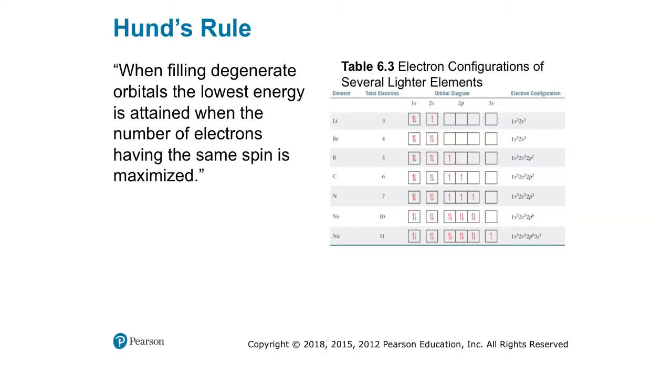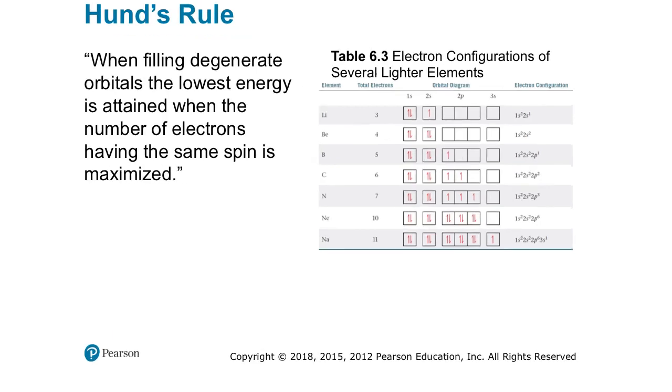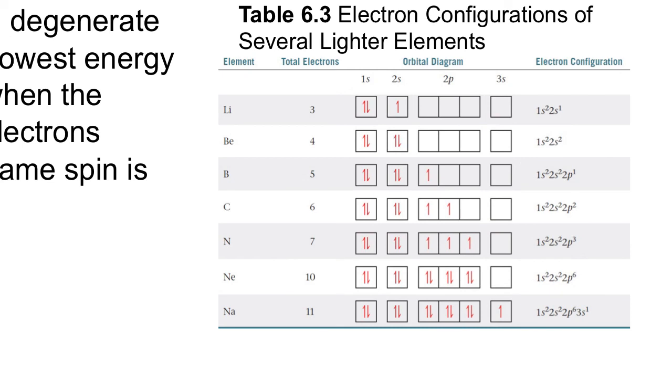When filling degenerate orbitals, the lowest energy is attained when the number of electrons having the same spin is maximized. Okay, so this is Hund's rule. Now we get there when we go across, say, the first row, really the second row of the periodic table. So we go lithium to beryllium. So beryllium caps off the 2s block. And then boron picks up an electron in the 2p subshell.